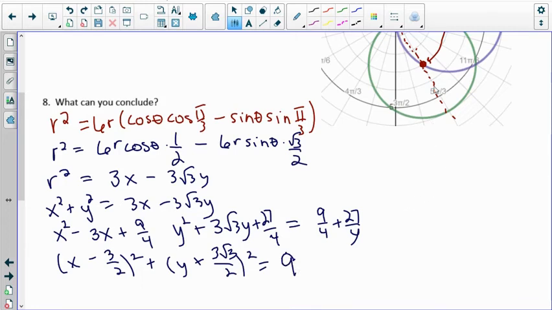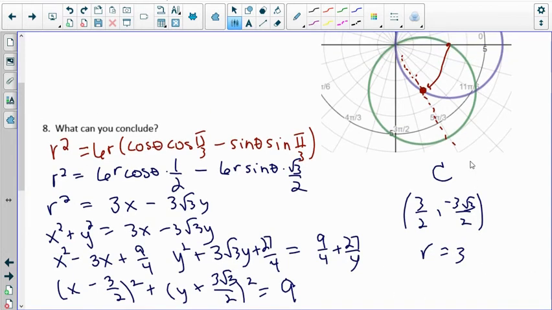Okay, so this point should be to the right 3/2. So my center is 3/2 down, so -3√3/2. So this is your center, and your radius should be 3. All of those things are what you could have gotten by looking at the circle. So maybe you can figure that out. We're going to talk about that on another problem.